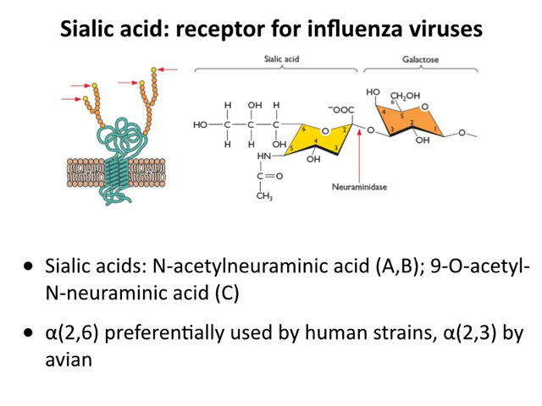This is the full name for sialic acid, N-acetyl neuraminic acid. This is the N-acetyl group. And this is the receptor for influenza A and B viruses. There's a slightly different neuraminic acid acetylated on a different position, which is the receptor for influenza C viruses.